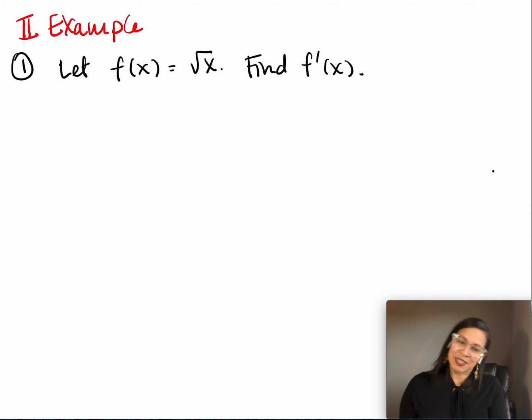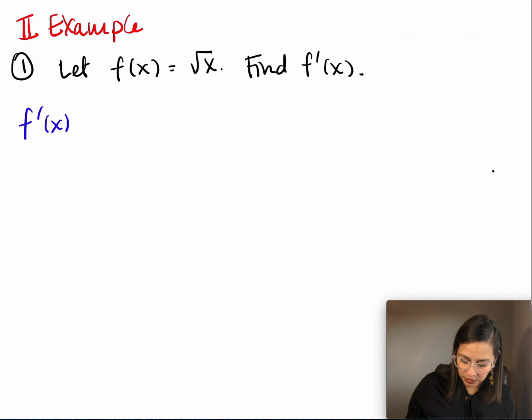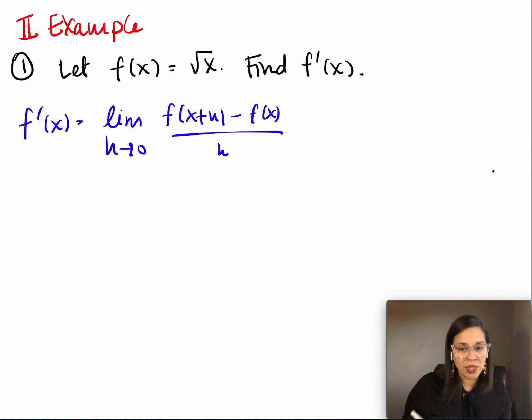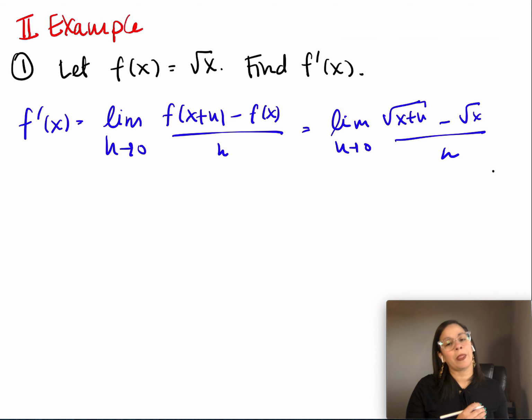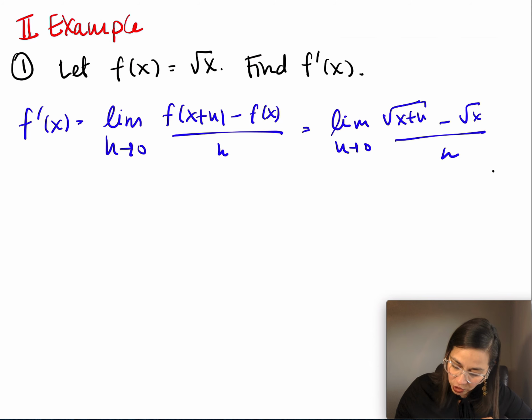Okay? So let's do an example. We want to find the derivative of f of x equal to root of x. So you have to start by writing the definition down. f prime of x is equal to the limit as h goes to 0 of f of x plus h minus f of x all over h. But we know that means we have to replace x plus h. So here we go: root of x plus h, the whole thing inside the square root, minus root of x all over h.